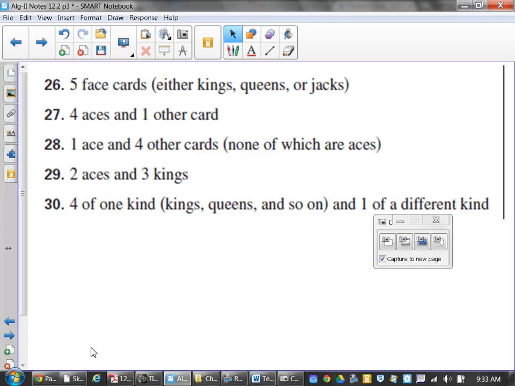So if I'm looking at, I want to get face cards. Okay? I want all 5 of them to be face cards. How many cards are there in a deck of cards that are face cards? How many do you want? 5. There are 12 cards in this deck that are face cards. You want all 5 of them.